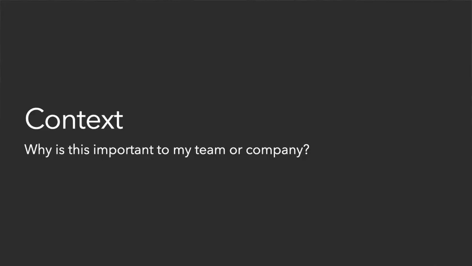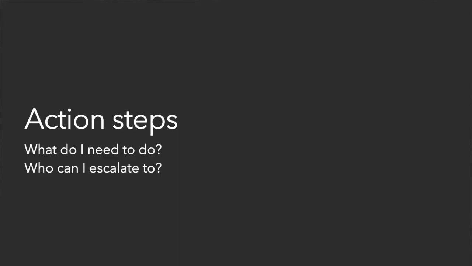The second piece of context is, why is this important? How does this issue affect the larger goals of my team or the company? This context allows me to prioritize and potentially develop mitigations. If the missing heartbeat indicates that a service may be down, I need to know what impact that has on my customers and business. In addition to context, alerts need to provide action steps.